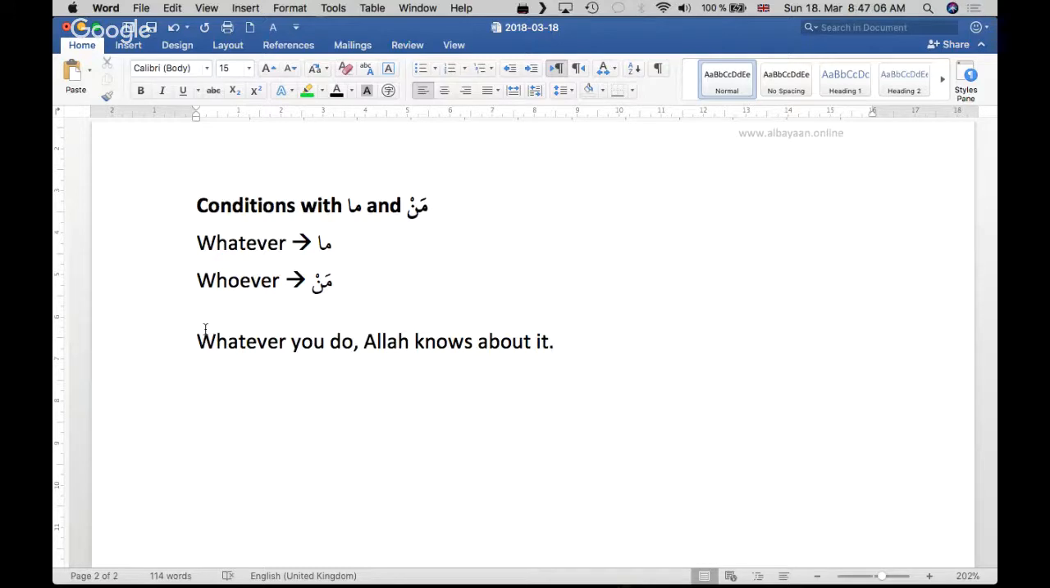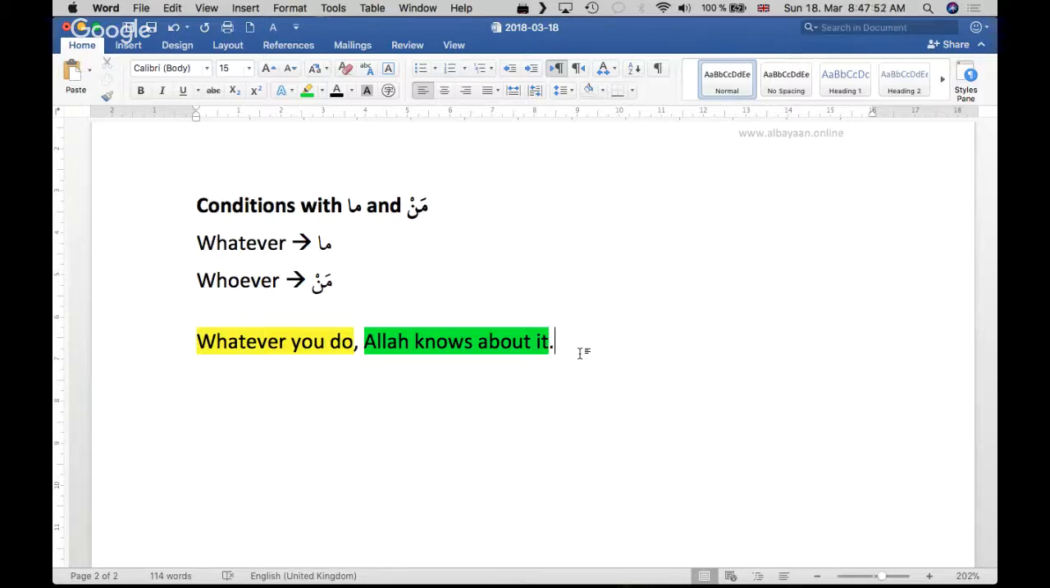Now, think closely. You're not doing an if-then statement here. You're effectively saying something similar to that can be used to imply an if-then kind of a statement. It is a possible statement. Okay, whatever you do is a condition. Allah knows about it is the answer to that condition.